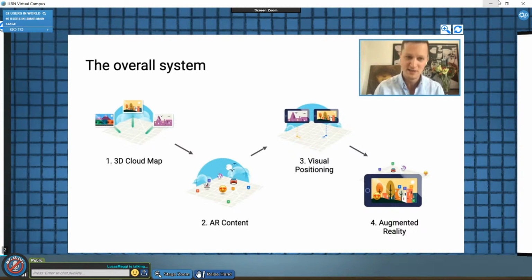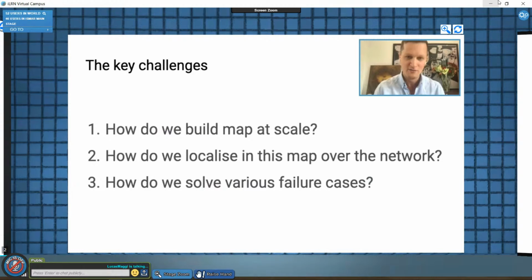Whereas there have been several works before that studied individual components, we are the first to build and study the entire system end to end. In particular, we present novel solutions to three problems that are key for smooth production performance: how to build the map at scale, how to localize over the network, and how to solve various failure cases.